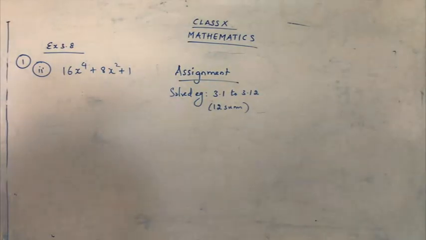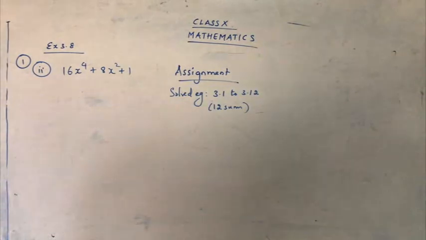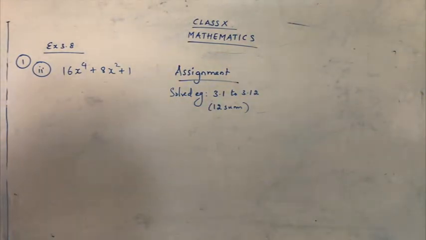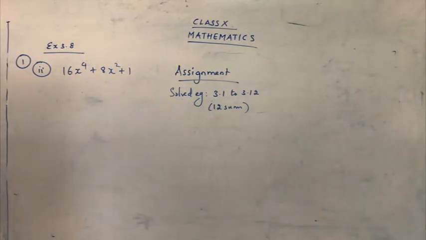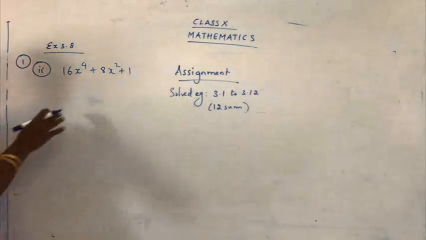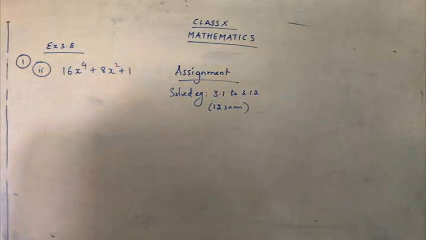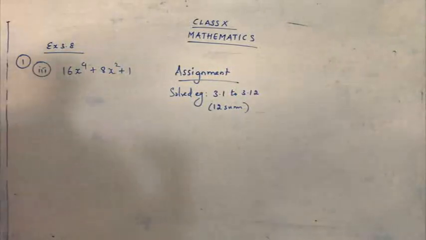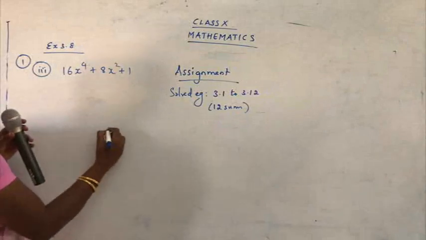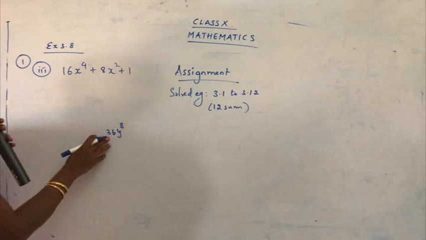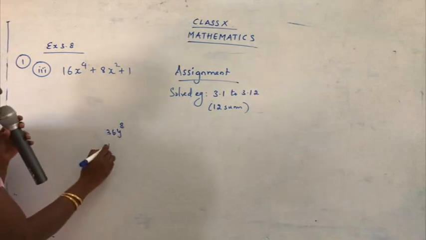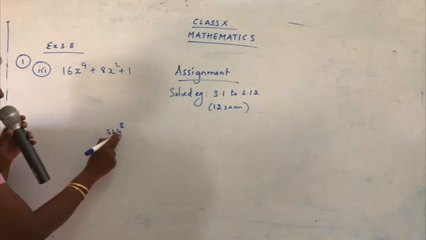The third subpart is 16x^4 + 8x^2 + 1. The question is to find the square root by the division method. Before we enter this sum, let us have a small recap of how to find the square root of a given term. Suppose instead of 16 I take 36y^8. What is the square root of 36, children? It's 6. What is the square root of y^8?